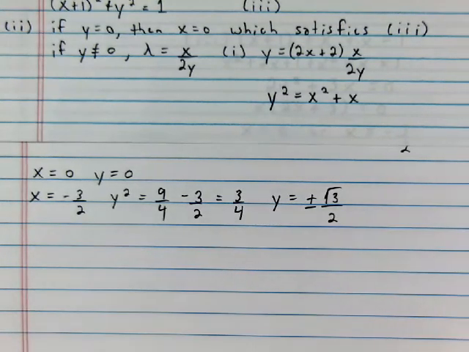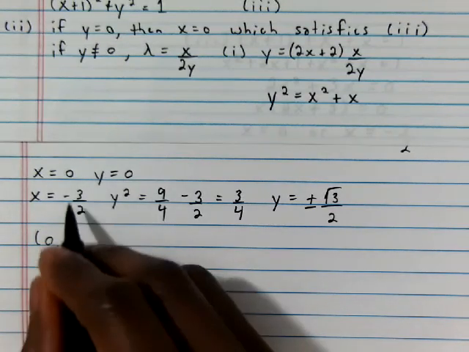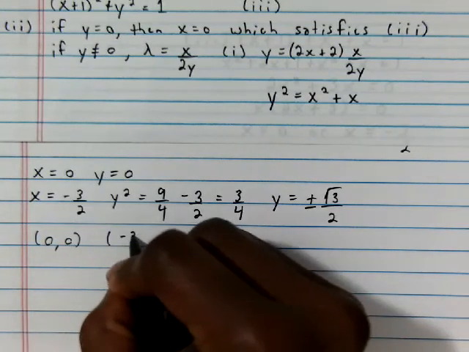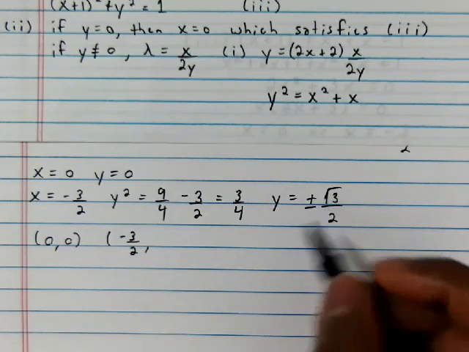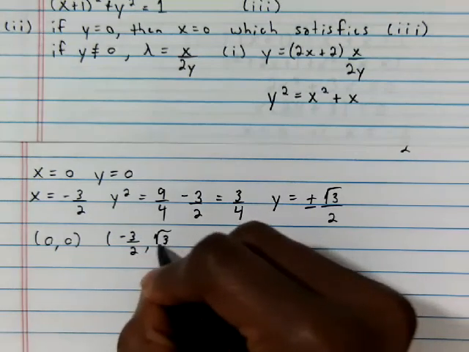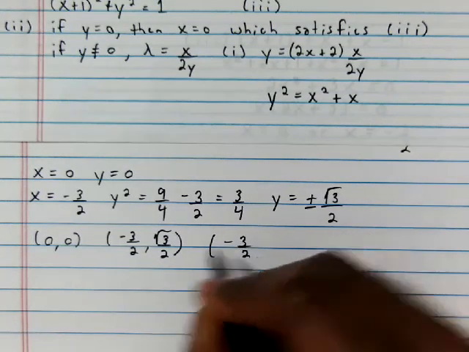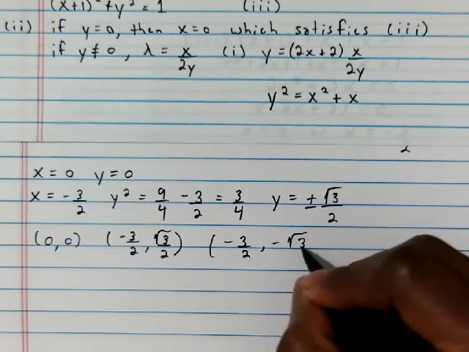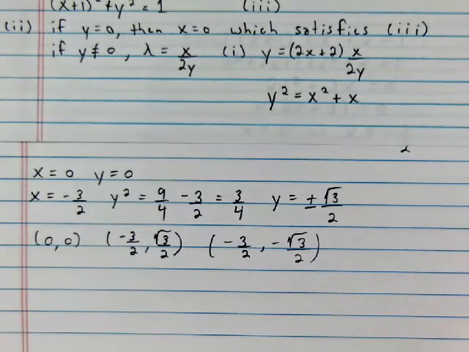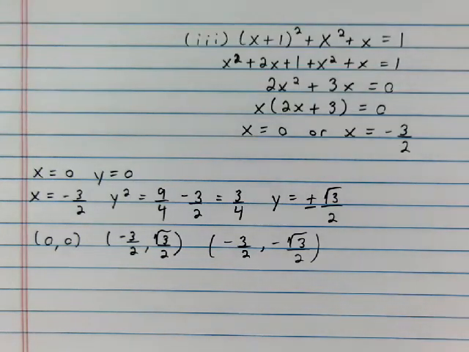So now we have our points 0, 0; negative 3 over 2, comma, root 3 over 2; and then negative 3 over 2, comma, negative root 3 over 2. All right, so that was in our two-step process. That was part A of the process.